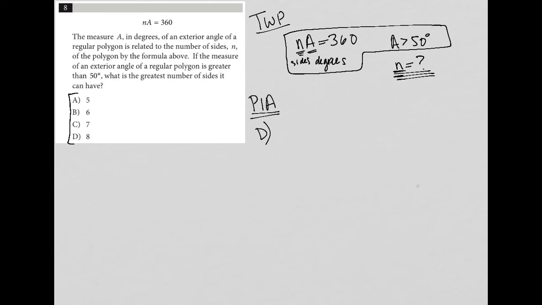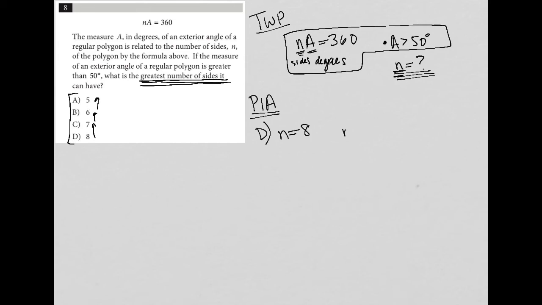So why am I trying choice D instead of A? Well, because the question asked me to find the greatest number of sides. Now, the way you should interpret that is there may be multiple answers here that get you an A value that's greater than 50, but we want to quickly identify, because our time is ticking, the largest number N. So if we're looking for the largest number, we should start with the largest number and work our way down in terms of value. So choice D, N is equal to 8.